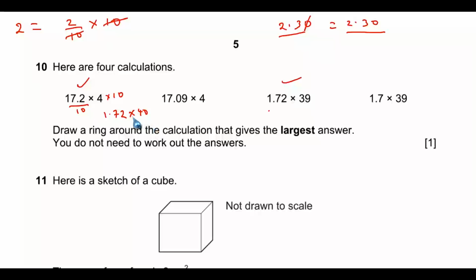So you can see that they have something in common now. That is 1.72, 1.72. So which one is bigger now? This one is being multiplied by 40, while this one is being multiplied by 39. So this is the largest number among these four. That is the trick you can use to get your answer. So let's go to the next one.